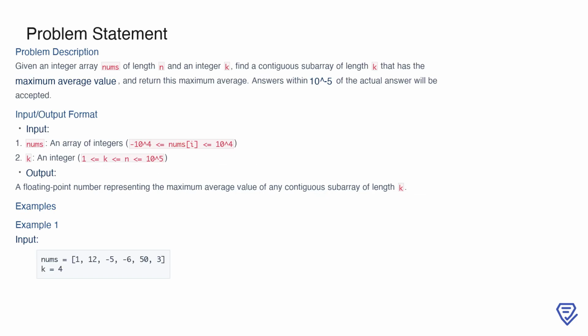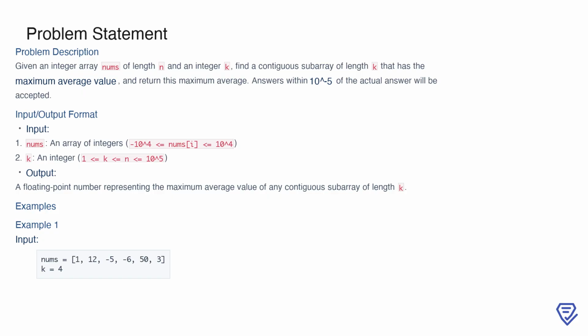Let's dive in. The problem asks us to find the maximum average value of any contiguous subarray of a given length k within an integer array nums. Essentially, we need to identify a sequence of k consecutive elements in the array that, when averaged, produces the highest possible value. This average should be returned as a floating point number, and answers within a precision of 10 to the power of -5 are considered acceptable.